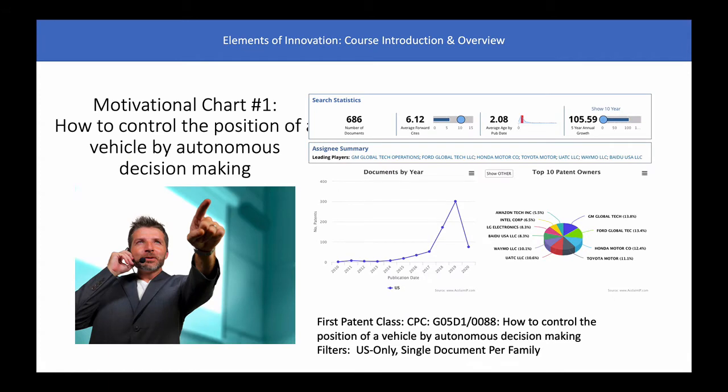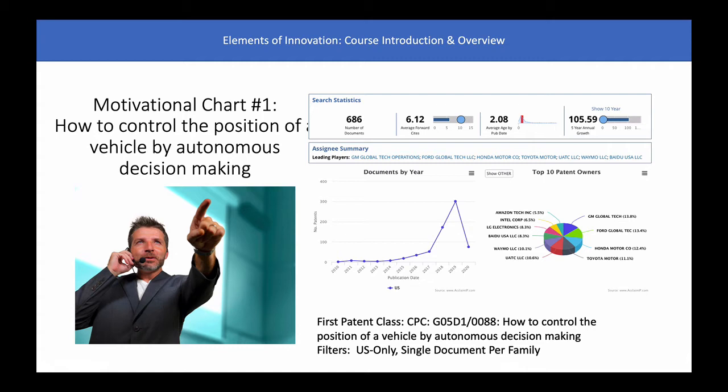The way this course is organized is the same way that I do things when working with a single client. I begin my client engagements with what I call the motivational charts. The chart you see on the right are the search results of patents that fall under the classification of how to control the position of a vehicle by autonomous decision making. There's only a single document per patent family, and it's U.S. filings only. There are 686 patent documents in this category.